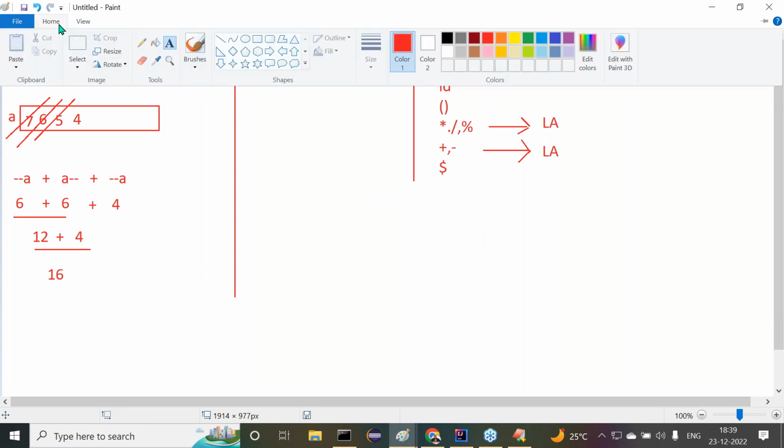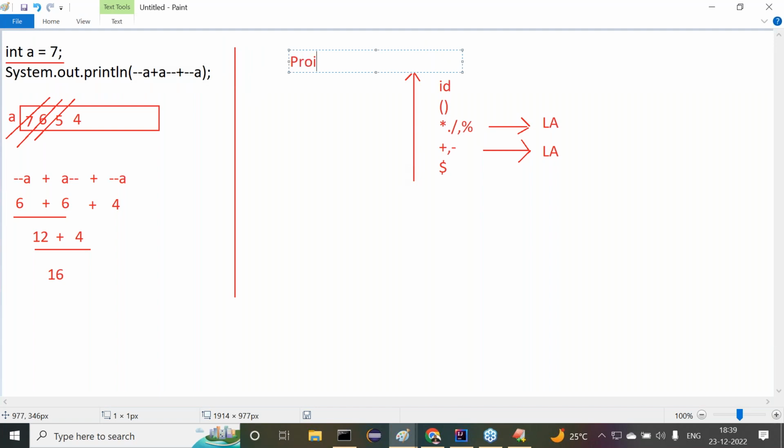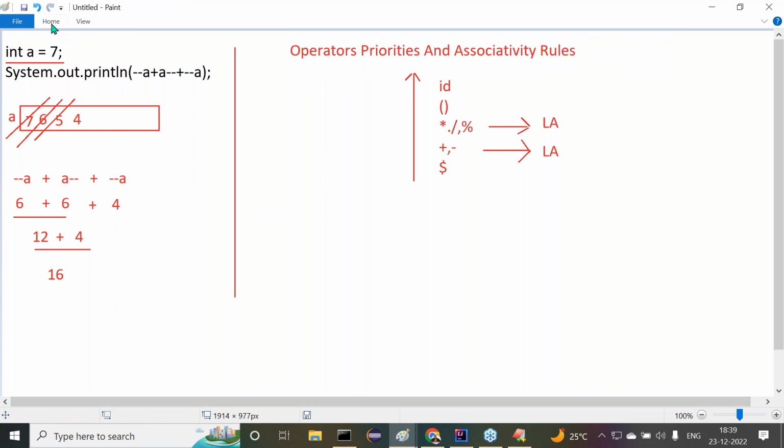This is exactly the meaning of evaluating this particular example. Operator priorities, and then associativity rules. This is the point we have to understand clearly.